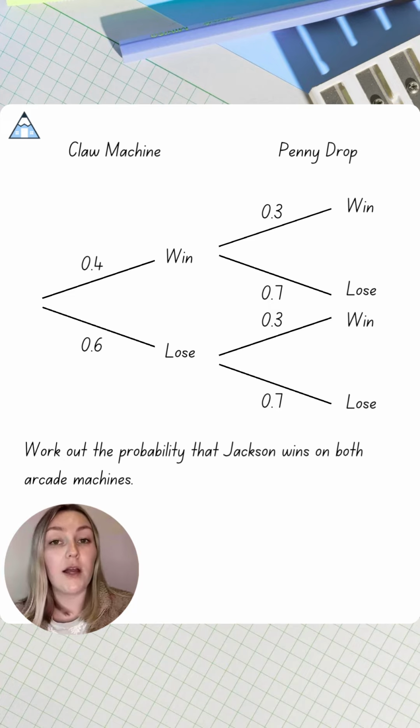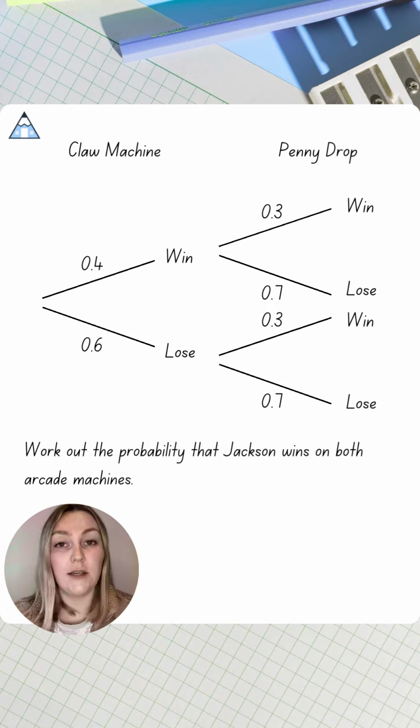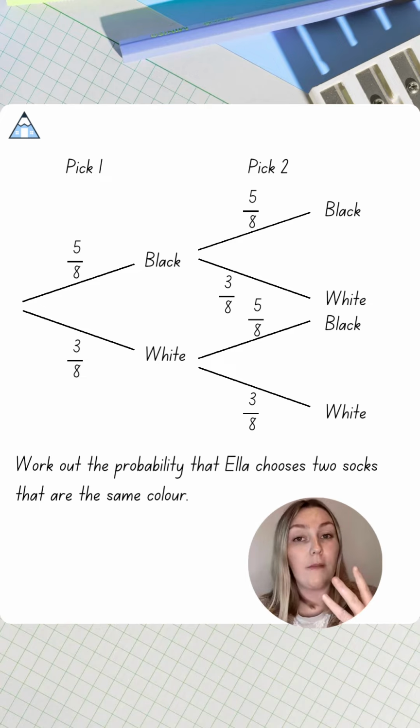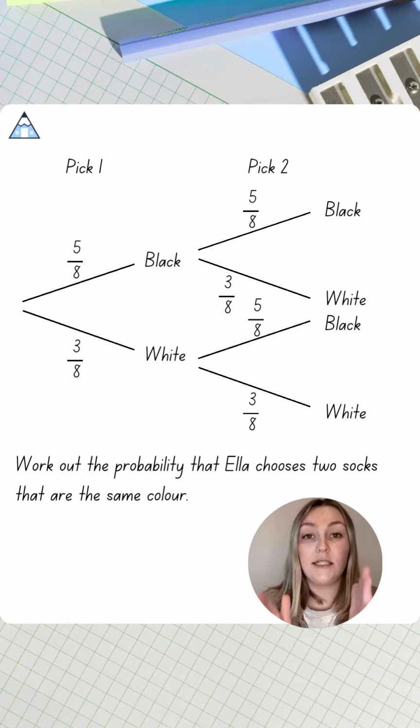Then when you're actually working with probability on these tree diagrams, remember to multiply across the branches. So here, if you wanted to work out the probability that Jackson wins on both of these machines, you would multiply the 0.4 by the 0.3, giving you the answer of 0.12. And the third thing to remember is that you have to then add down.